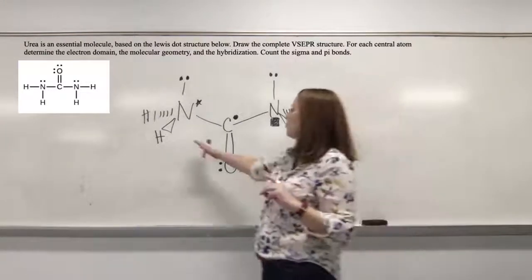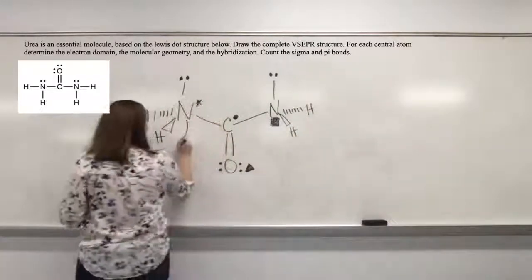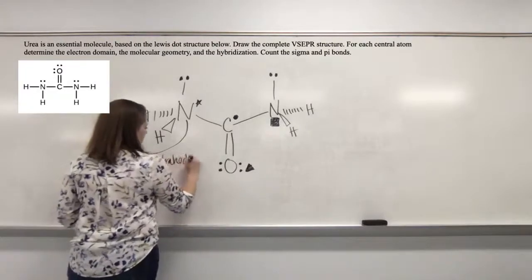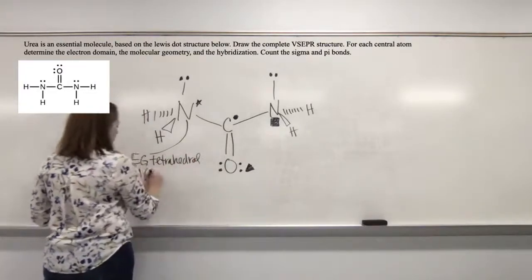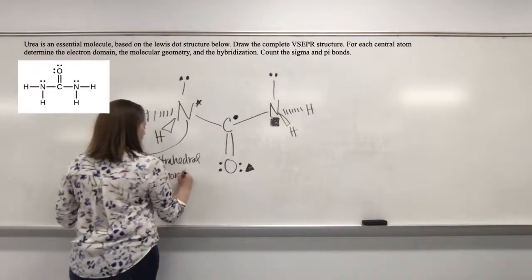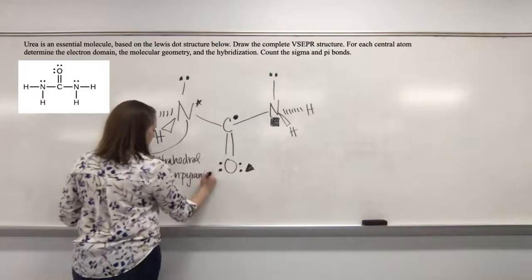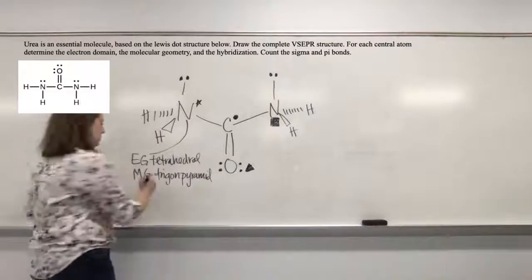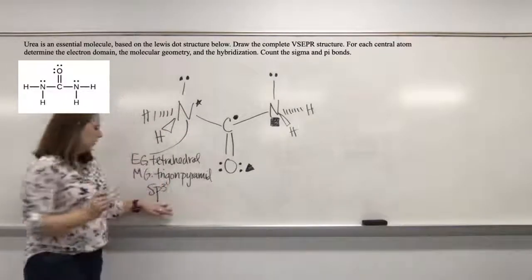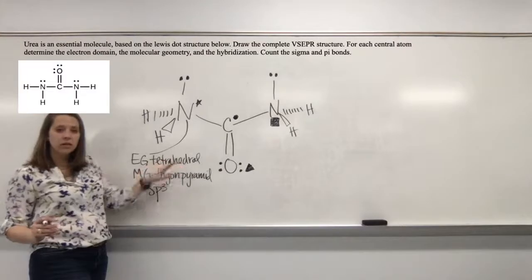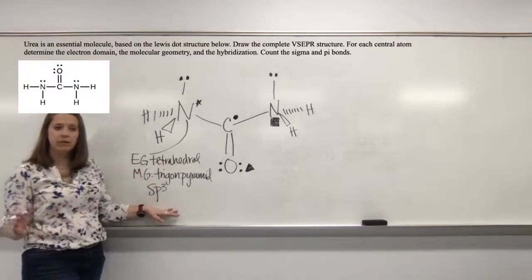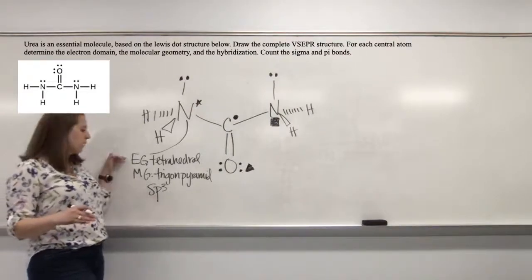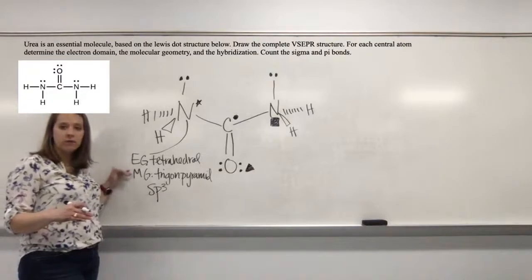So we're going to start with our nitrogen over here. The electron geometry, tetrahedral. The molecular geometry is trigonal pyramidal, or trigonal pyramid. And the hybridization is sp3 hybridized. Everything that is tetrahedral is sp3 hybridized, period. There are no changes to that, regardless of whether the electron and the molecular geometry are different.